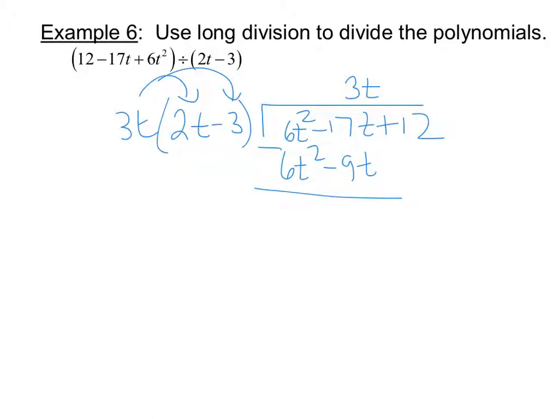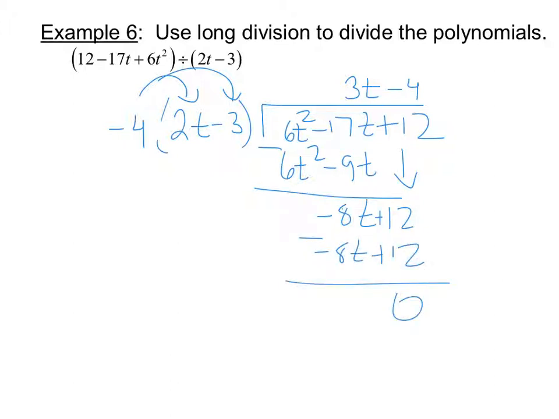Subtract. 6 minus 6 is 0. Negative 17 minus negative 9. So that's negative 17 plus 9. So that's going to be negative 8t. Bring down the 12. Get rid of the 3t, and you say, what do I have to multiply 2t by to equal negative 8t? Well, negative 4. Distribute the negative 4, you get negative 8t plus 12. Subtract, you get 0. So the answer, 3t minus 4. Okay? So let's take a look at some more examples.